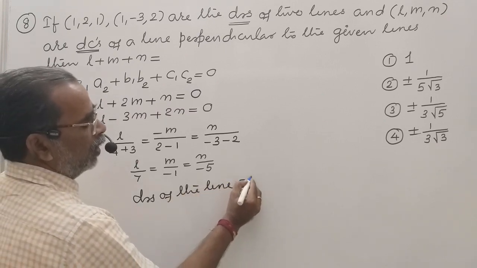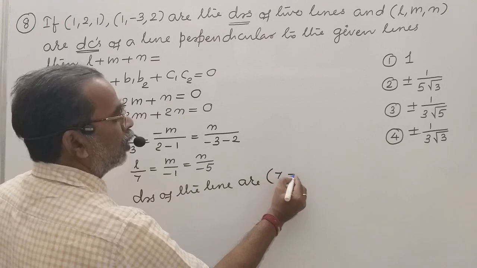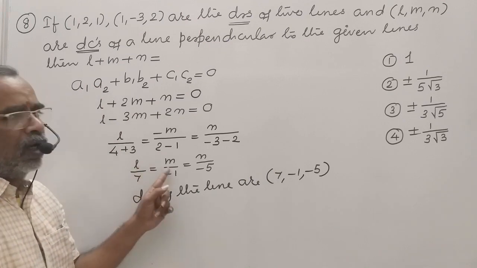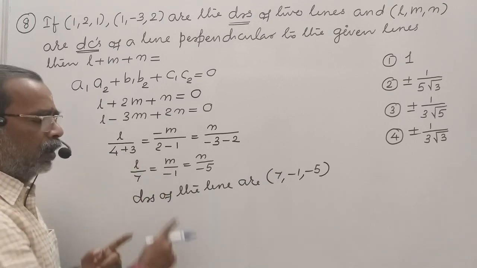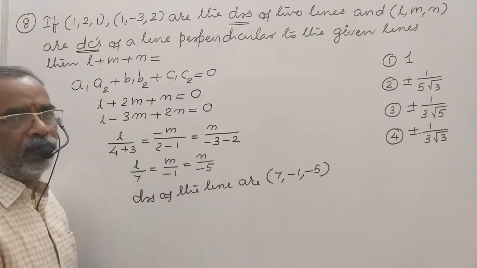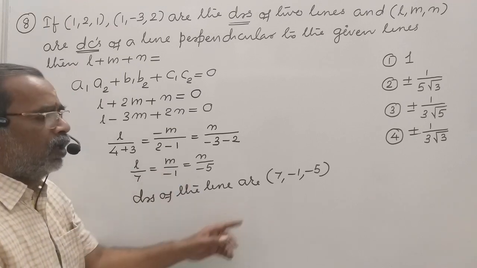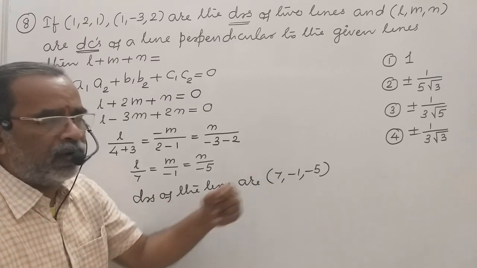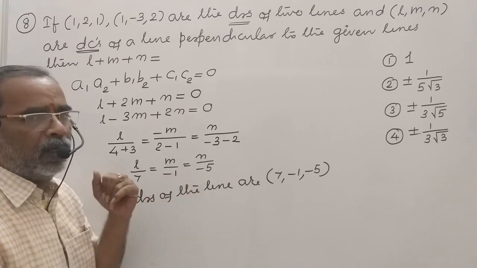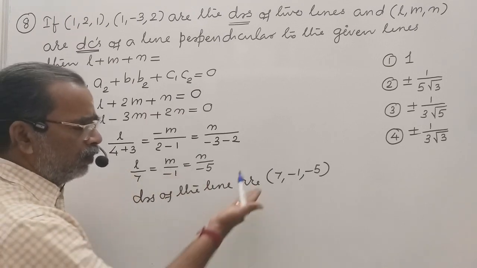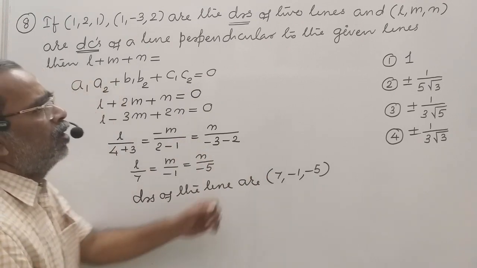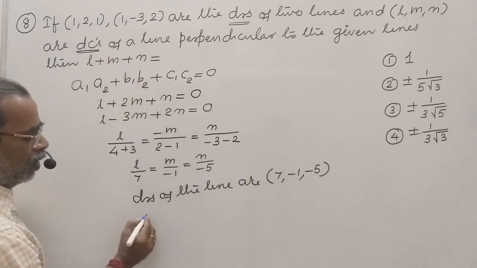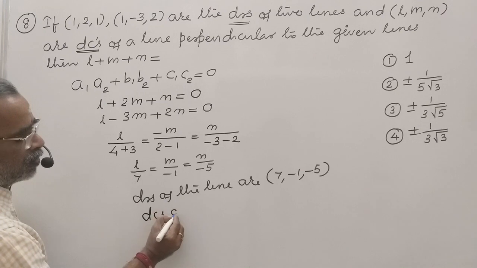Therefore, DRs of the line which is perpendicular to given lines are 7 comma minus 1 comma minus 5. These are DRs. They are not the exact values of L, M, N. They are proportionate values. Therefore, they can be DCs, DRs. If they are DCs, sum of the squares should be 1. But here sum of the squares is not 1. They are proportionate values. But he said L, M, N are DCs of the line. So these are DRs. Now we will transform them to DCs.